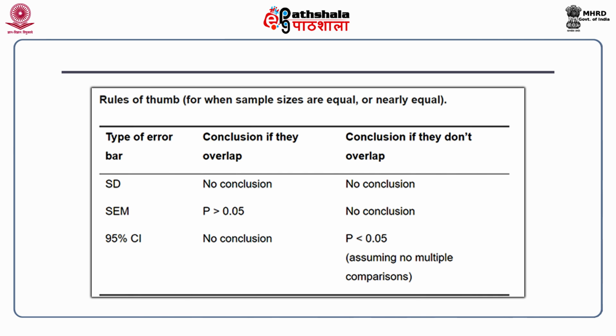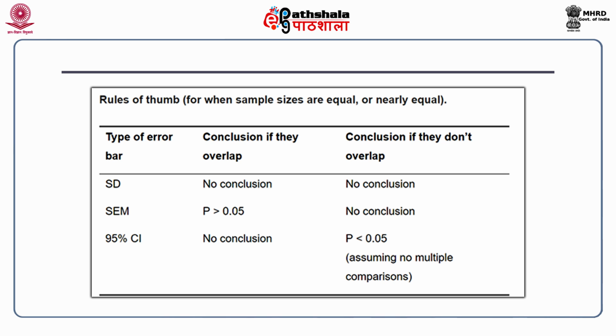So the rule of thumb is that when the sample sizes are equal or nearly equal, in the case of standard deviation, if two standard deviations overlap, no conclusion. If two standard deviations do not overlap, again no conclusion. Why? Because standard deviation is not a measure of the precision of your sample statistic. Standard deviation is a measure of the variability of that particular sample. If the sample is varying too much, then the standard deviation will be very high. If the elements are clustered around your sample mean, then your standard deviation will be very low. So standard deviation has nothing to do with precision of the population estimate.